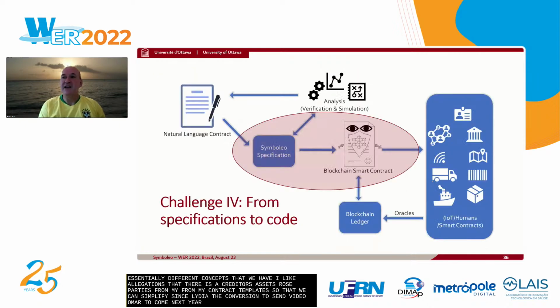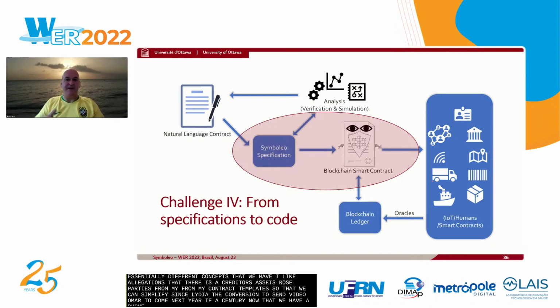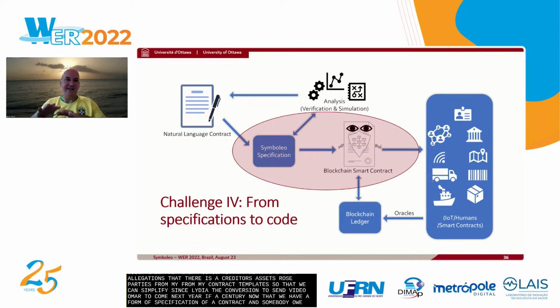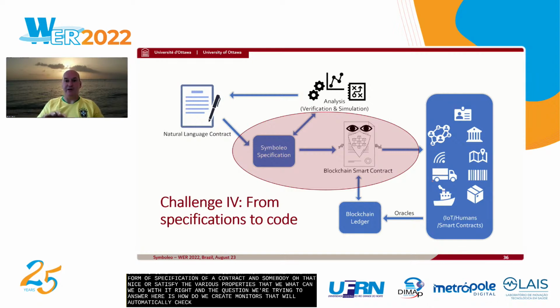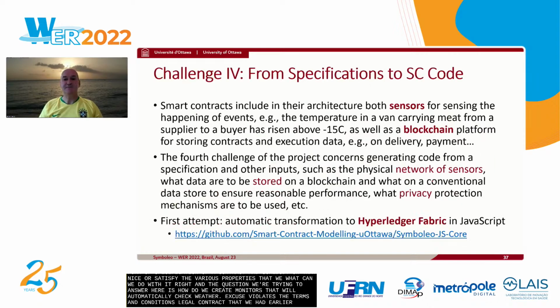The last part is essentially, now that we have a formal specification of a contract in Symboleo that meets or satisfies the various properties that we have model checked, what can we do with it, right? And the question we're trying to answer here is, how do we create monitors that will automatically check whether a contract that executes violates the terms and conditions of the legal contract that we had earlier.